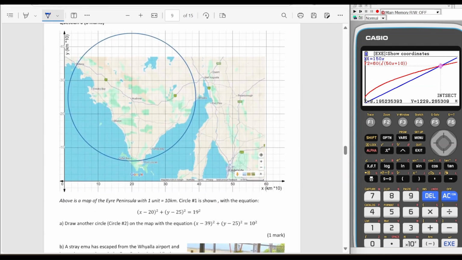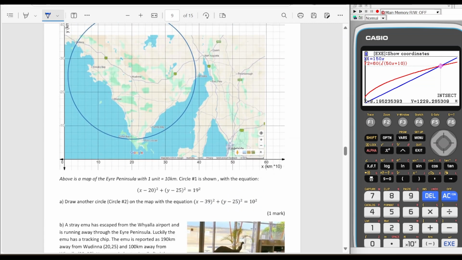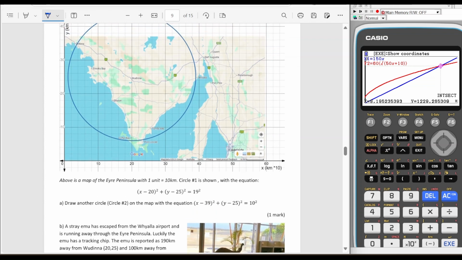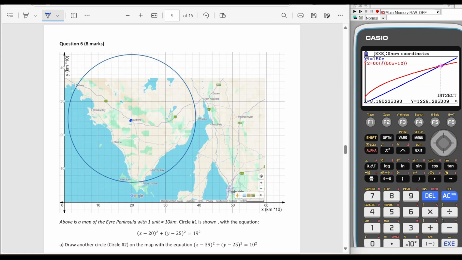Okay, next question. So we got a map of the Eyre Peninsula. You got that circle equation on there. Draw another circle with this map. So really importantly, I've done this original circle so that you can remember how to do circles just before you launch into doing the second one. This circle here has a center at 20 and 25, and it's got a radius of 19. So you can see that it's 19 of those tiny little squares.